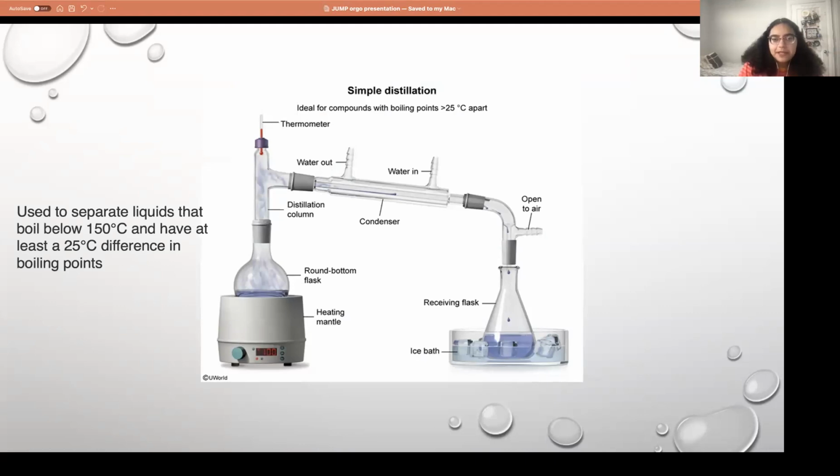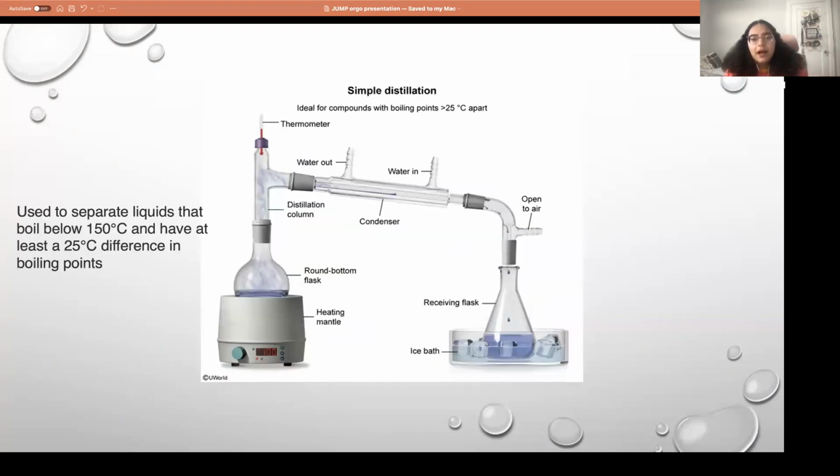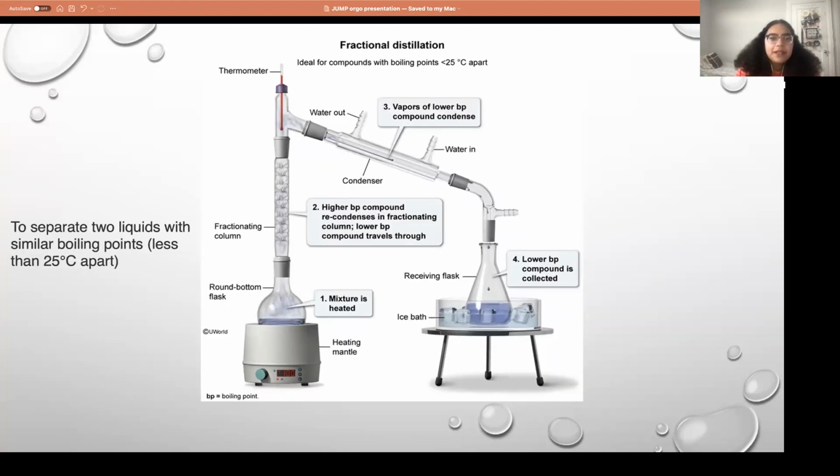There are three types that they mainly want you to know: simple, fractional, and vacuum. The photo shows the setup, so I won't get too into that, but it's good to know when you want to use each. So simple distillation is when the boiling points are at least 25 degrees Celsius apart. So it's pretty easy to separate, they're not very close together. And you usually want them to boil below 150 degrees Celsius. So it's the easiest to separate, and also kind of the simplest setup.